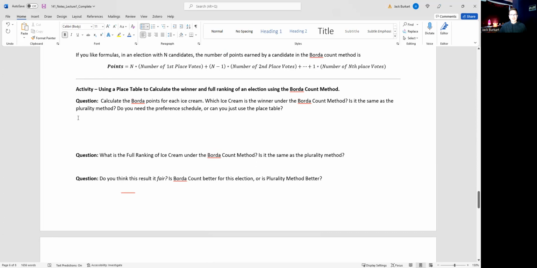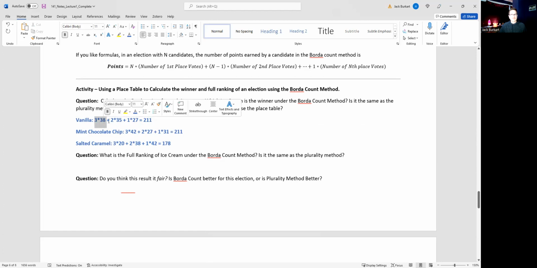Okay, so you've unpaused the video, or you just want to see what the results were. So here is what I came up with for calculating the Borda points of each ice cream. So vanilla got 38 first place votes. There's 3 ice creams in the selection, so we multiply the first place votes by 3. So we do 3 times 38 plus 2 times 35, the number of second place votes, plus 1 times 27. I plug that into a calculator.